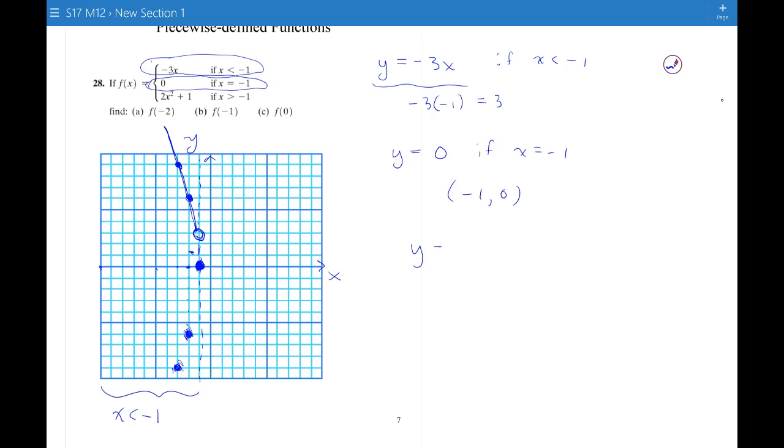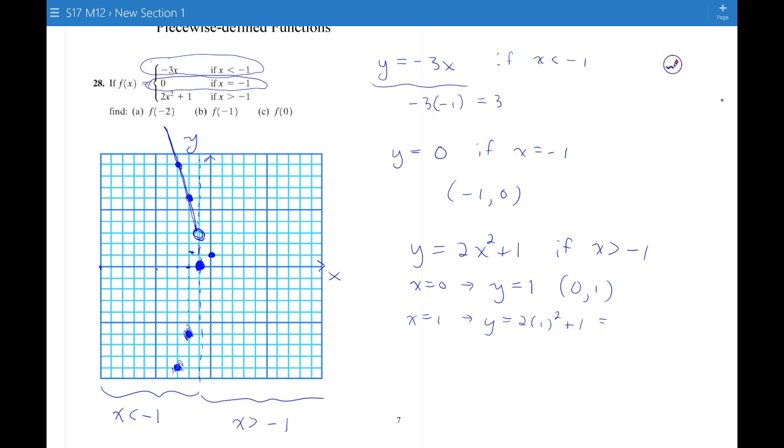And then the last part says y equals 2x squared plus 1 if x is bigger than negative 1. So here's the part of the graph where x is bigger than negative 1. So let's suppose x is 0. When x is 0, then y equals 1. So the point 0, 1 is a point on this graph. When x is 1, y is 2 times 1 squared plus 1, or 3. So the point 1, 3 is a point on this graph.